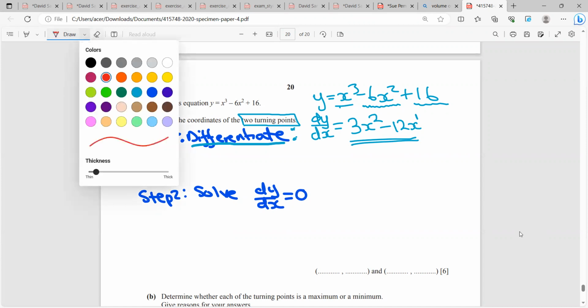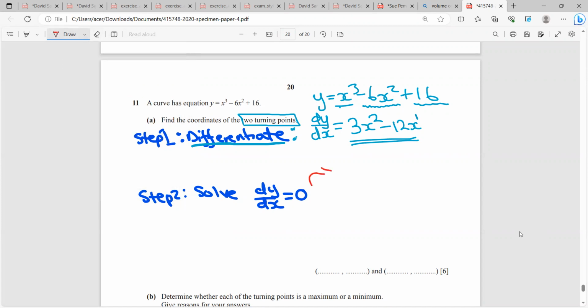Now we'll move on to step 2. For step 2, we must say dy/dx equals 0. We must solve this equation. In our case, our dy/dx is 3x squared minus 12x. We just have to equate it to 0 and then solve it, and then we'll get our values.